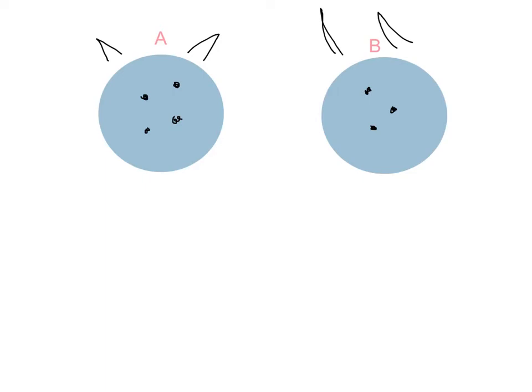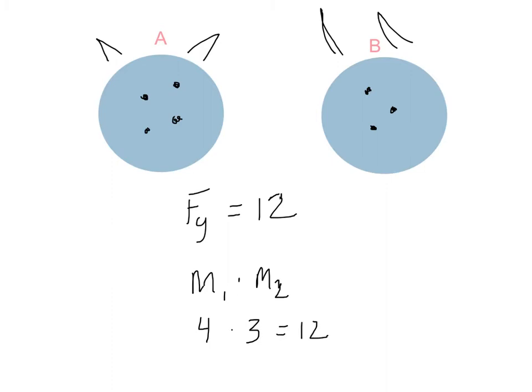Looking back at the previous examples, you should see that the gravitational force between these 2 objects is going to be equal to 12. And we got that relationship because if you take the product of the masses, so m1 times m2, you get the force of gravity. So if you take 4 for the cat times 3 for the crazy billy goat, you get 12. Therefore, we can say that F_g is proportional to the product of the masses.